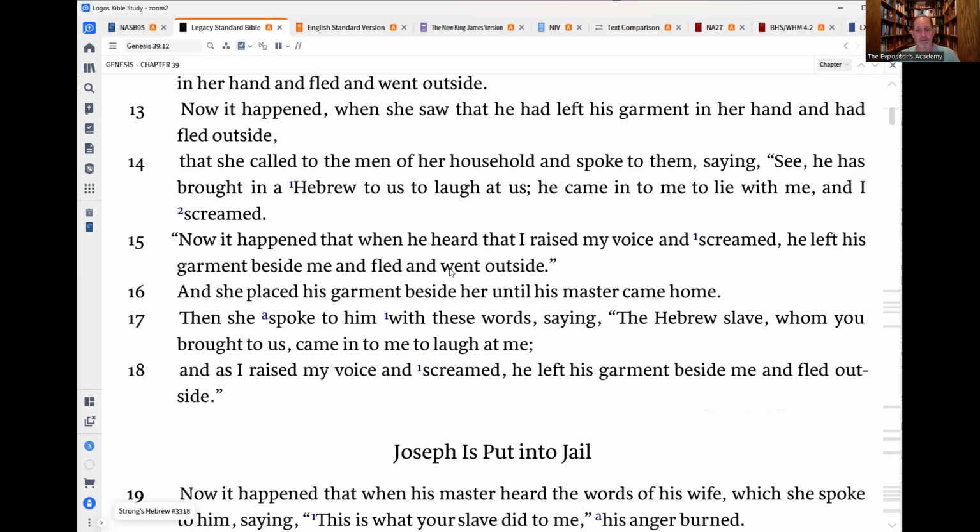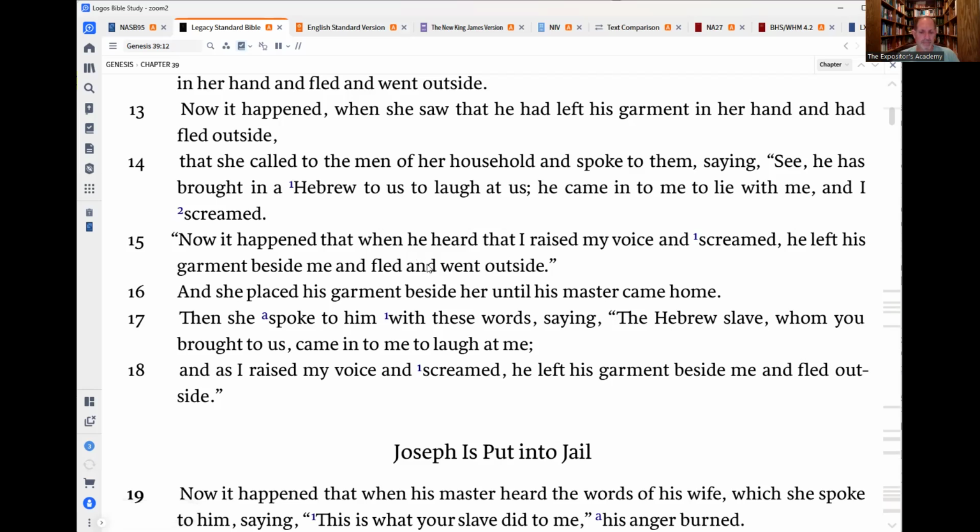Now it happened that when he heard that I raised my voice and screamed, he left his garment beside me and fled and went outside. And she placed his garment beside her until his master came home. Then she spoke to him with these words, saying, "The Hebrew slave whom you brought to us came in to laugh at me. And as I raised my voice and screamed, he left his garment beside me and fled outside."